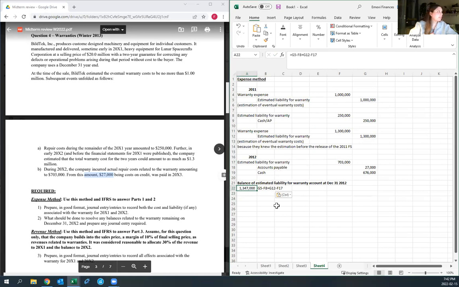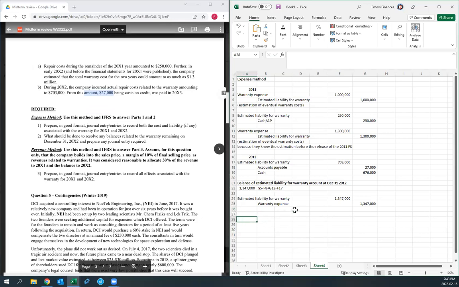This amount, their warranty is done. So this amount is never going to be reversed, right? Because there shouldn't be any other actual warranty cost associated with that sale. Also, they recorded way too much warranty expense in 2011. They recorded 2.3 million when it should have been 953,000. So you want to reduce your liability account to get rid of that amount. And you also want to reduce your warranty expense account that you overstated in previous years. And that's it for requirement 1 under the expense method.